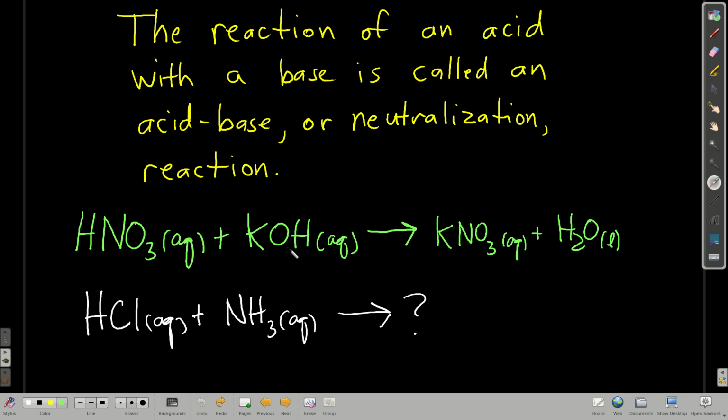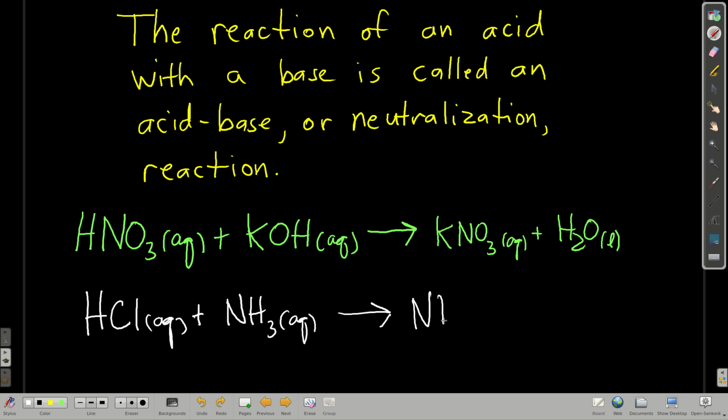Now, what's a base? The bases that we will see in this course, almost all of them will have hydroxide in them, and the ones that don't will have ammonia or a derivative of ammonia. So here's an acid-base reaction. Ammonia is going to be a base. Can you predict the products of this reaction? Pause it for a minute and see if you figured it out.